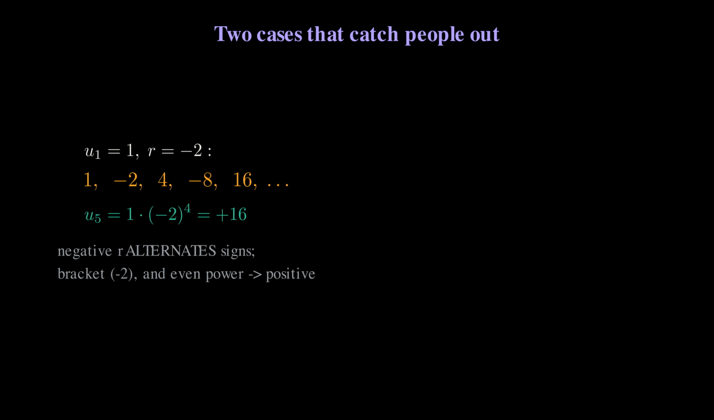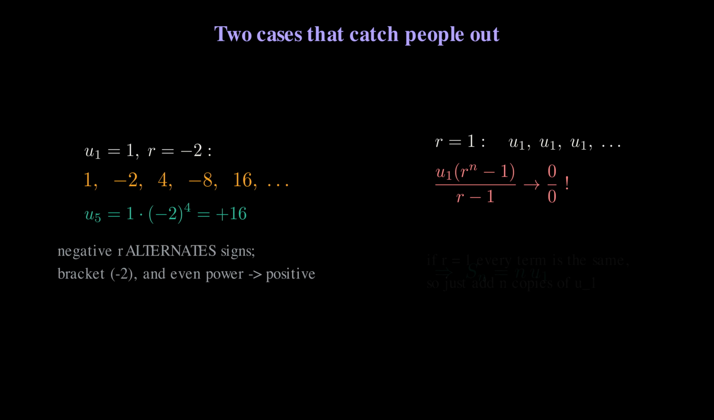Odd powers stay negative. Second, the ratio equal to 1. Then every term is identical, and the sum formula breaks. It divides by r minus 1, which is 0. Don't force the formula. If r is 1, the sum is simply n copies of u1, just n times u1. A quick special case the MarkScheme expects you to spot.